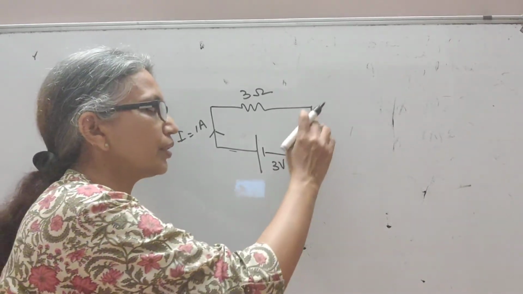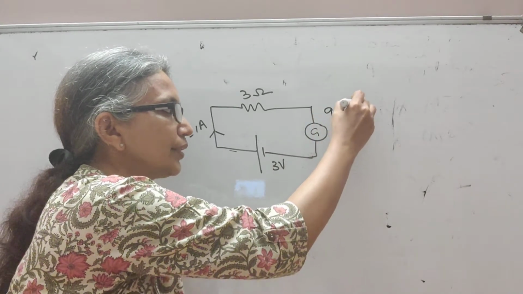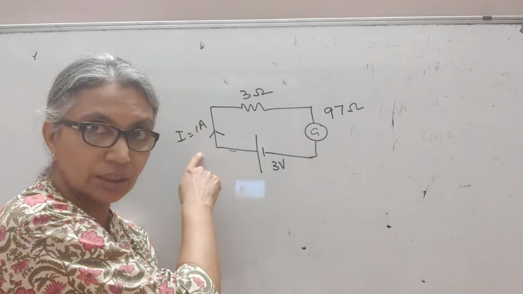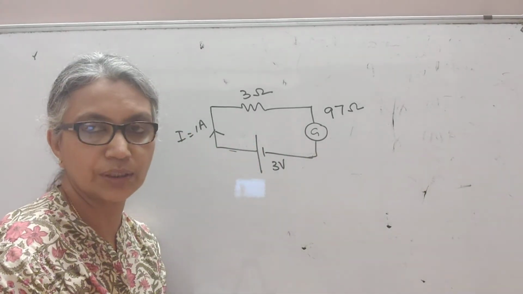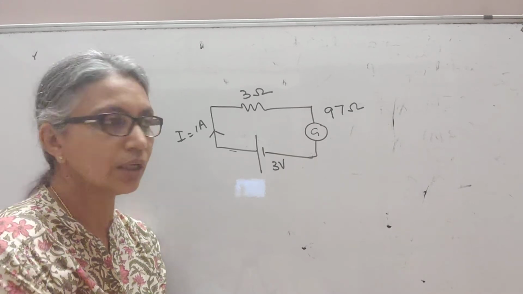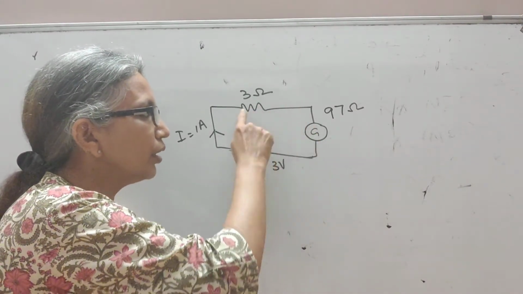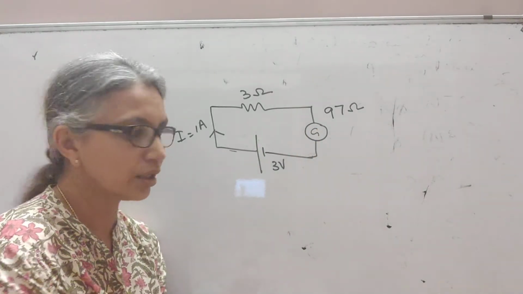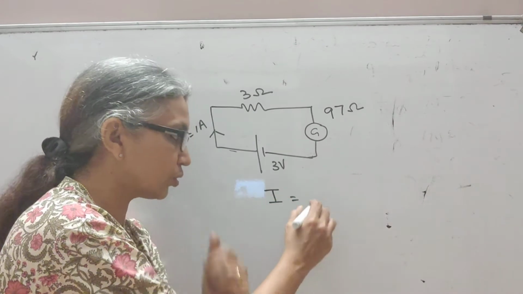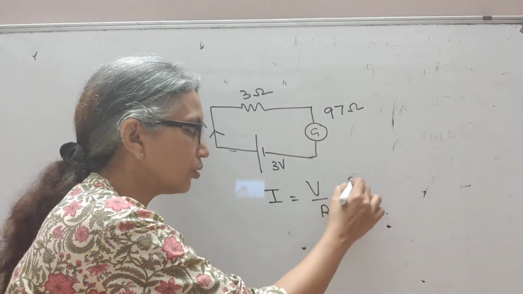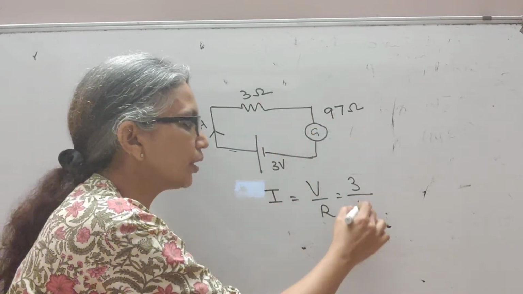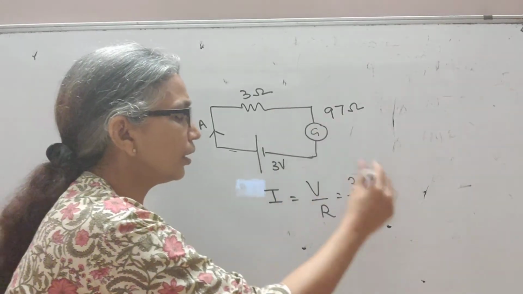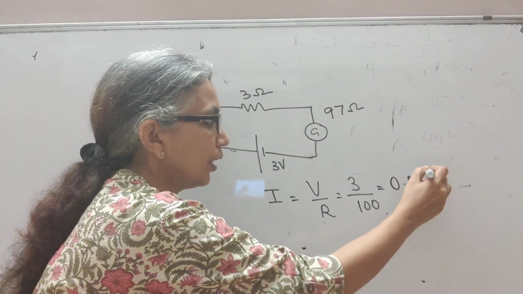In our example, let us say your galvanometer has 97 ohm. So you were supposed to read what? 1 ampere current. To read that 1 ampere current, you connected a galvanometer whose resistance is 97 ohm. Now what has happened to the total resistance here? In series, the effective resistance will become 97 plus 3, which is 100. So the current in the circuit will reduce to I equal to V by R. Voltage was 3, but 3 plus 97 became 100. And you are now going to read what? 3 by 100, which is 0.03 ampere.